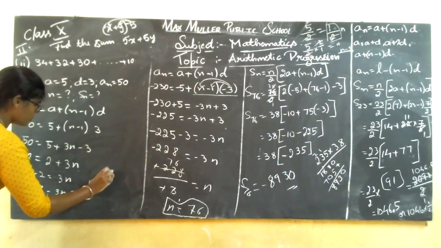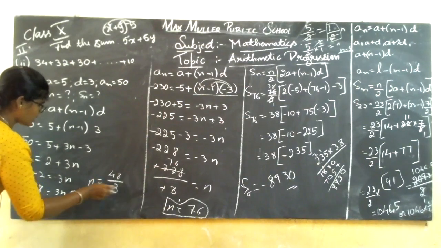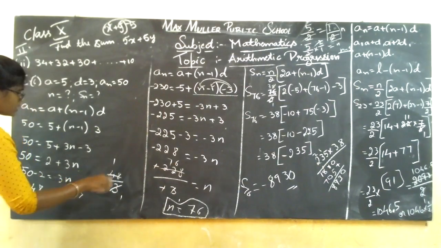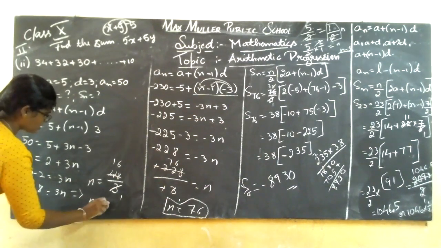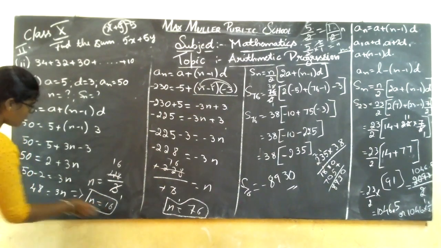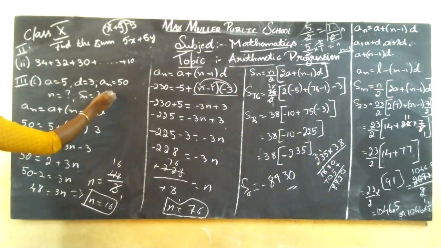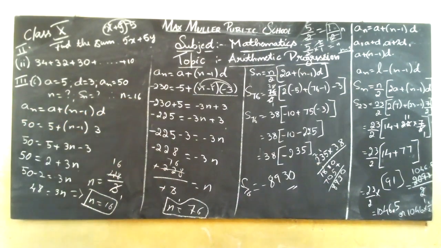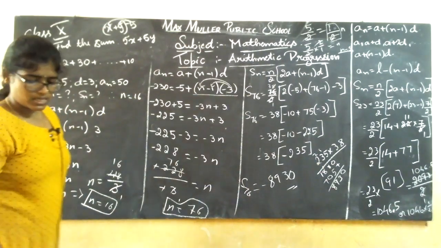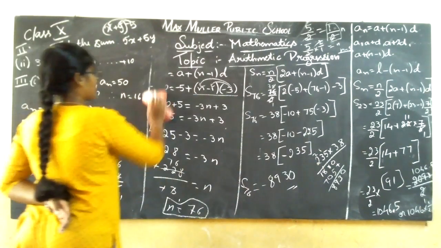So what is the value of n? n is equal to 48 divided by 3. So divide: 3 ones are 3, 18 will be left, 3 sixes are 18. So value of n is how much, children? 16. So you have found out the value of n. Therefore n is equal to 16. Now in the Sn formula you are going to put it as 16 and then solve the problem.